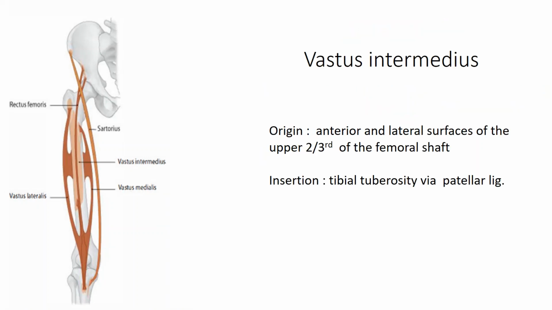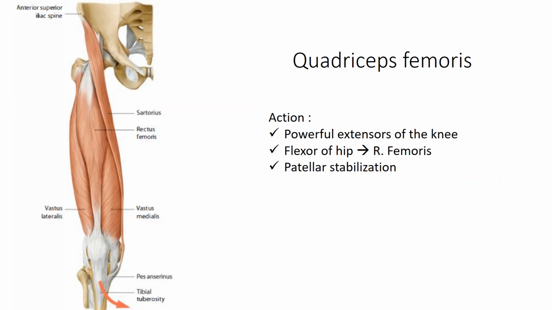And in the intermediate position, deep to the rectus femoris, is the vastus intermedius. It originates from the anterior and lateral surface of the upper two-thirds of the shaft of the femur, and again inserts into the tibial tuberosity through the patellar ligament. And that's how these quadriceps combine.